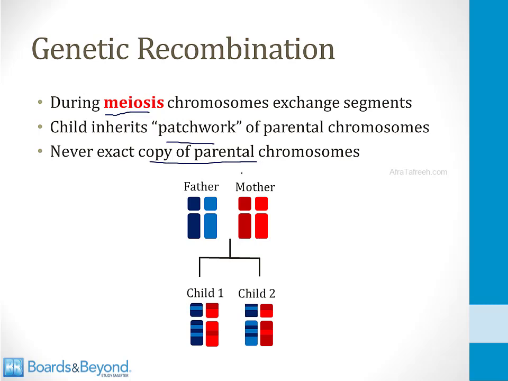To understand this, let's imagine we have a father and mother with two copies of a chromosome. For example, let's assume this is chromosome number 15 here, and the father has two copies and the mother has two copies. Those chromosomes are going to recombine during meiosis such that child 1 inherits one copy of chromosome 15 from his father and one from his mother, but that chromosome 15 from the father is a mixture of the two chromosome 15s that were present in the father's cells, and the same is true of the mother, and this mixing of genes is called genetic recombination.